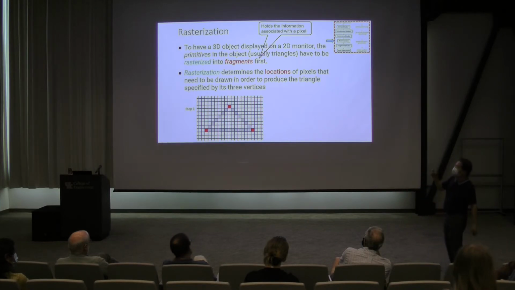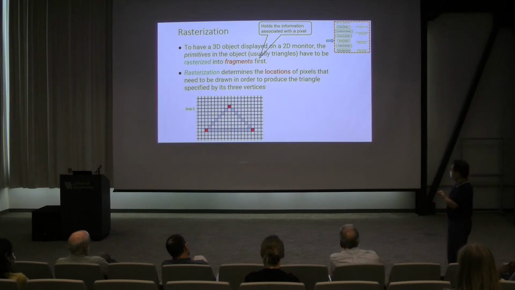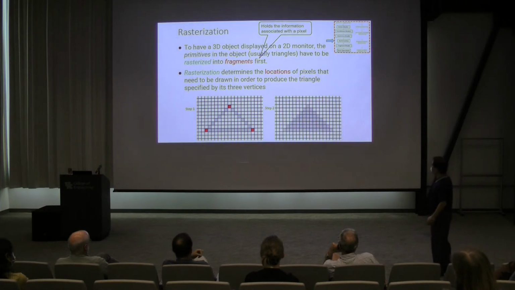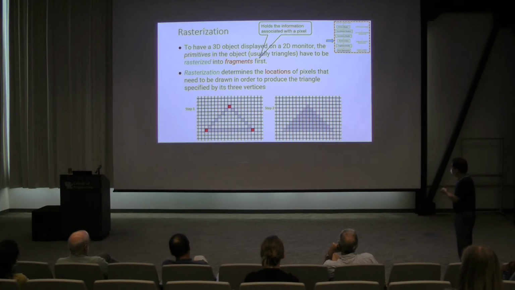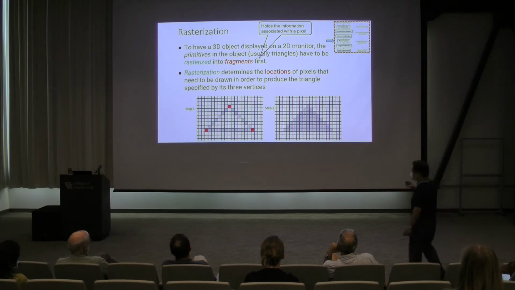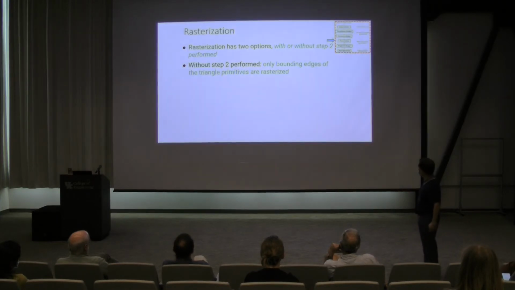So that's the first job of the rasterizer: to identify or generate the edges of those triangles, and then to identify the interior pixels that should be excited to show the interior of those triangles. These are the two jobs that the rasterizer will do.